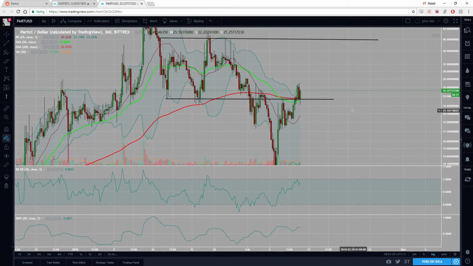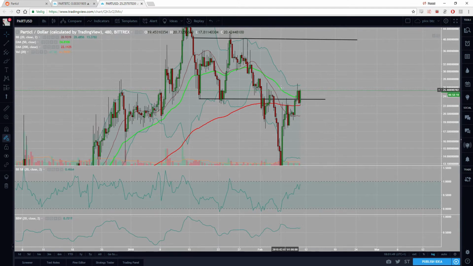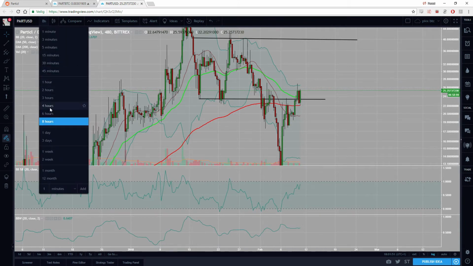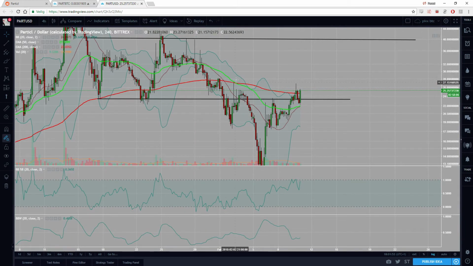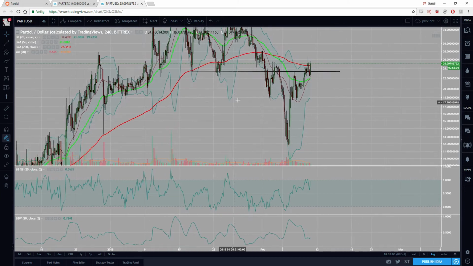Only thing that is worrying me a little bit right now is this 250 EMA. Let's look at the 8 hours. Hasn't crossed over yet. 4 hours it did, which is this is a death cross, right? So that's a bear signal. Well, that definitely happened.